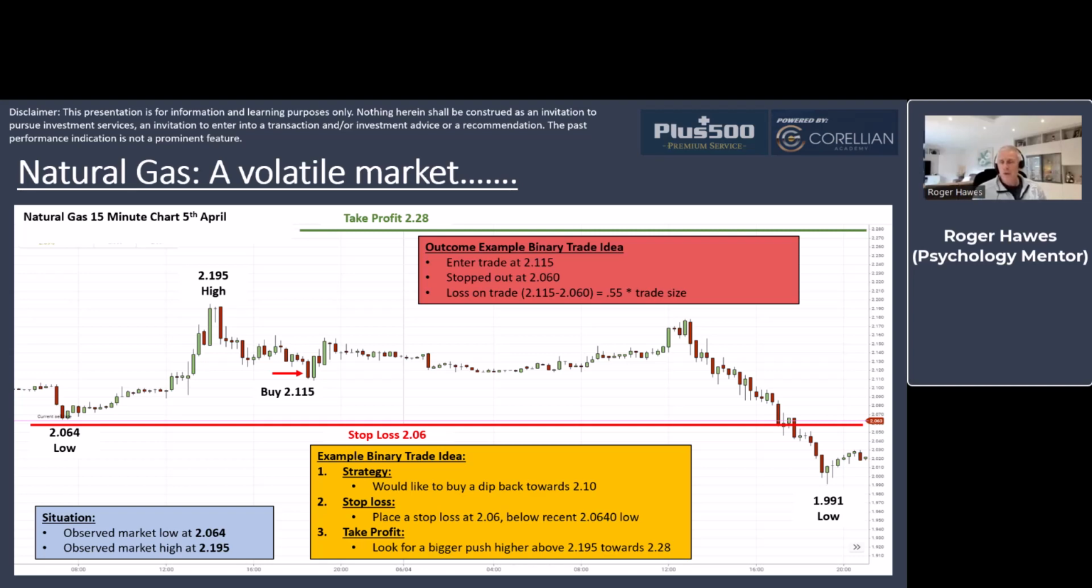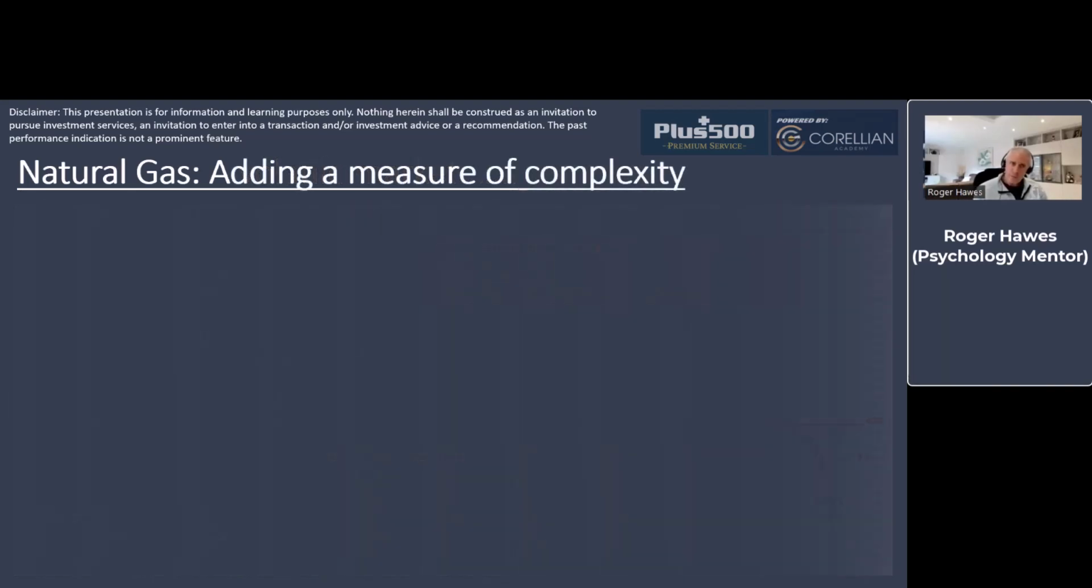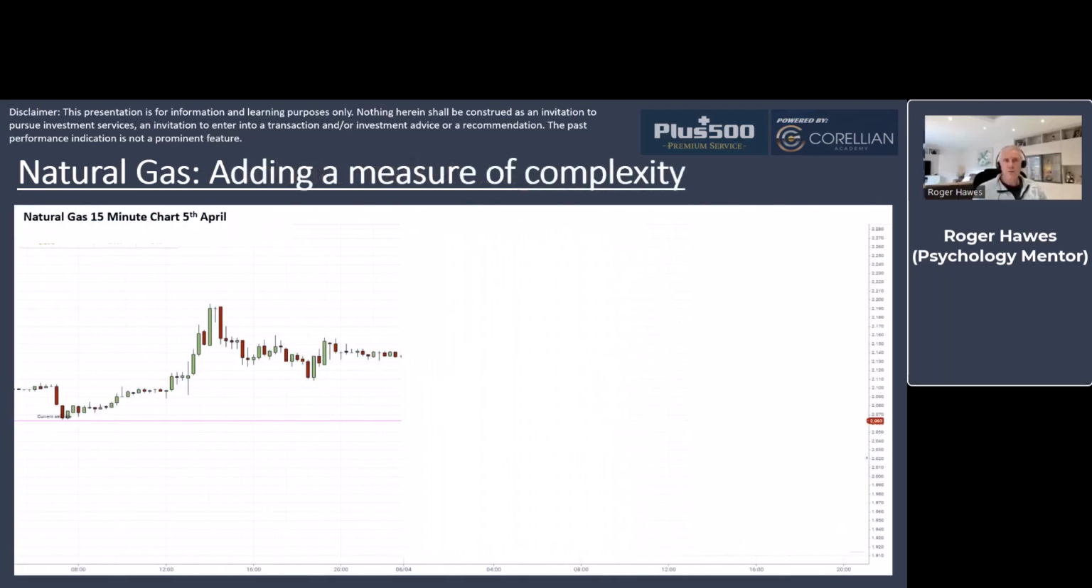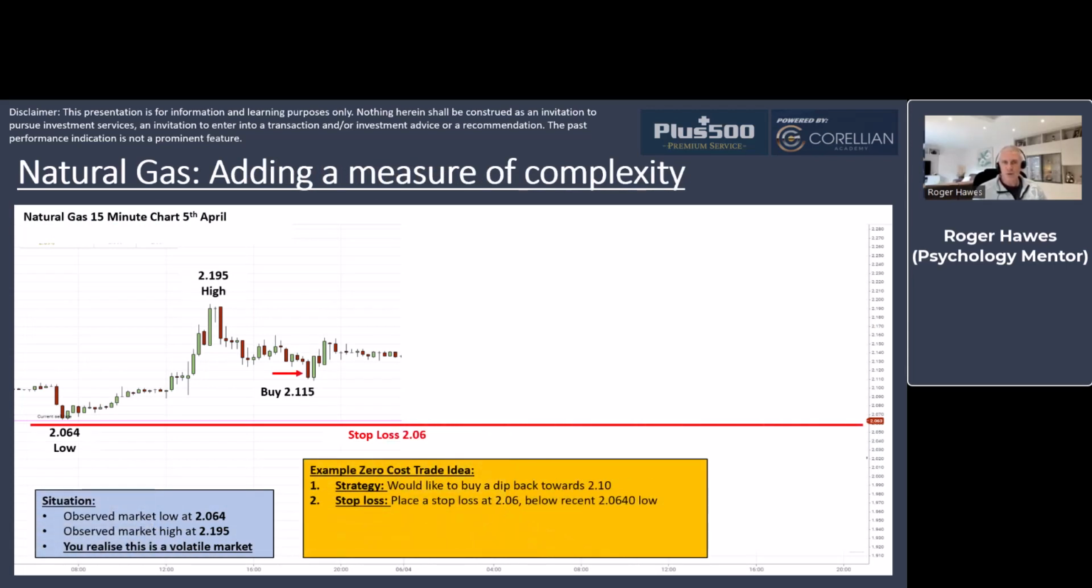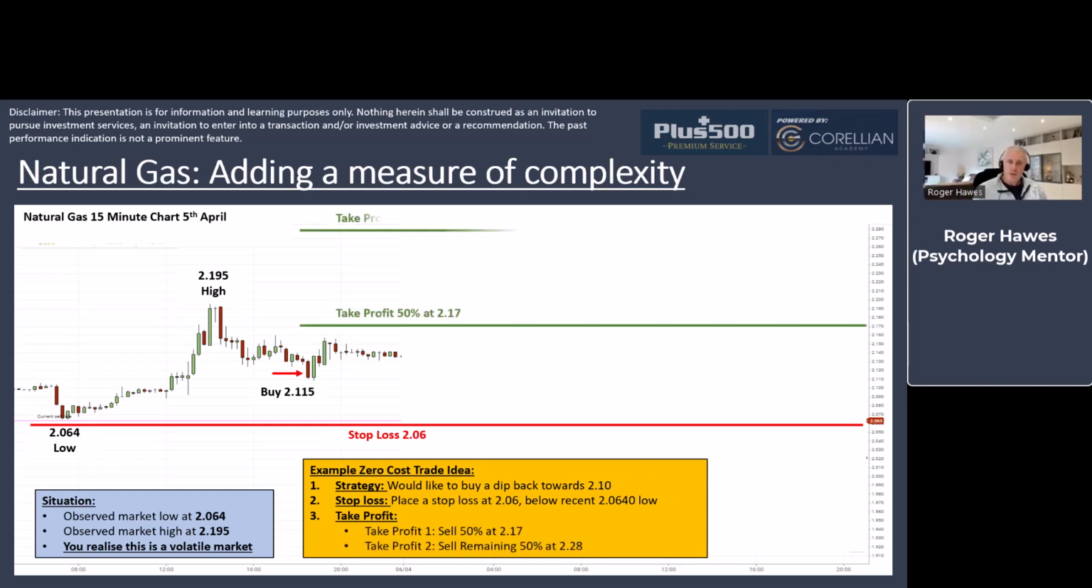But how maybe could I have changed things? If I look at exactly the same chart, exactly the same situation, but maybe implementing the zero cost strategy, there I am patiently getting my units in at 211.50. What do I then do now? Well, I still have exactly the same stop loss, 206, for the right reasons. I potentially can lose that 550 ticks. So how can I get myself long of units around about that 206 level?